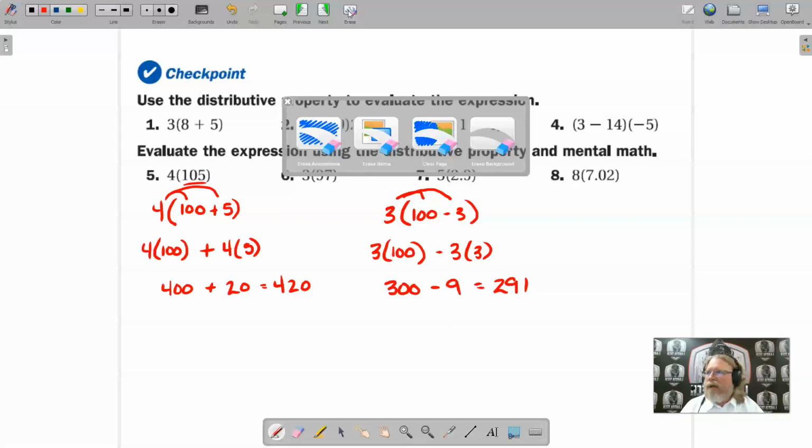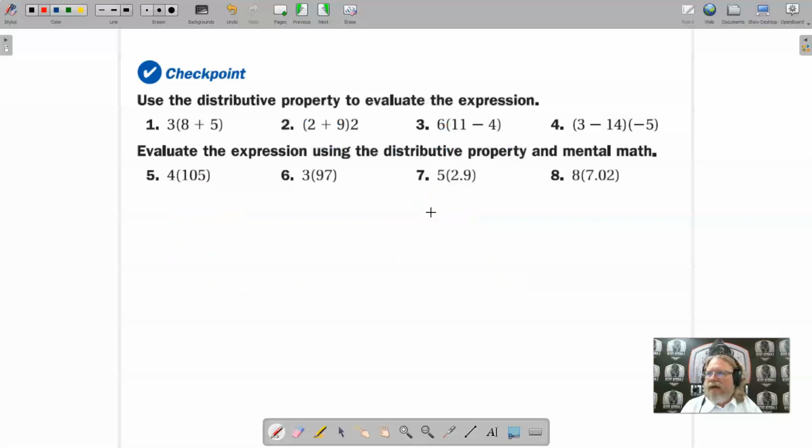Looking at the next two questions, 7 and 9, let's think of 2.9. Let's rewrite 2.9 as 3 minus 0.1. So if I took 3 minus 0.1, I would end up with 2.9. So now let's go ahead and rewrite this as 5 times 3, distributing the 5 into the 3, and now multiply the 5 times 0.1, and that is subtraction, so I'll put my subtraction sign there.